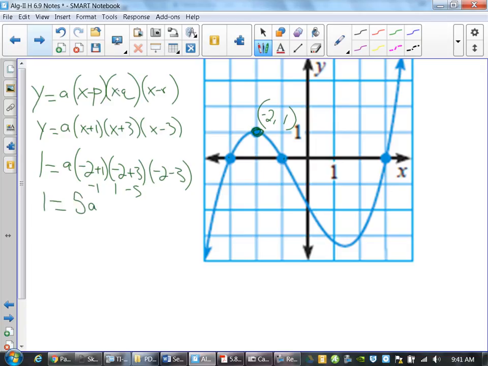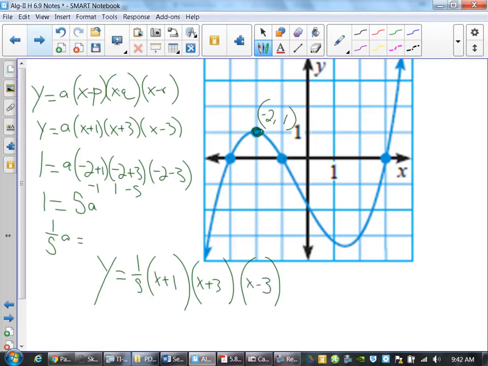So the P, Q's, and R's are all your zeros? Yes, sir. Did you get 1/5? Okay. So if that's your a, then you can go ahead and write it out in terms of the equation. So it'd be y equals 1/5 times the quantity x plus 1, x plus 3, x minus 3.